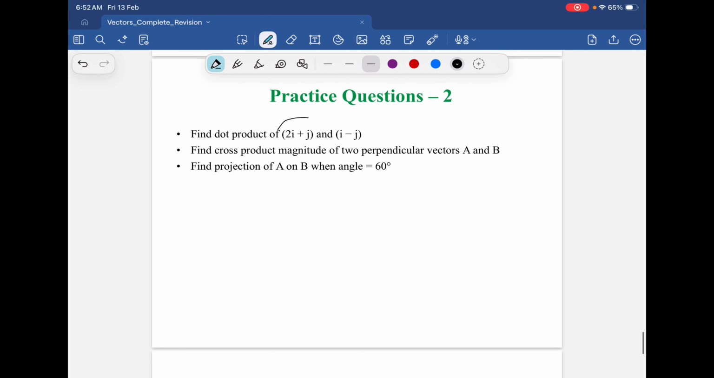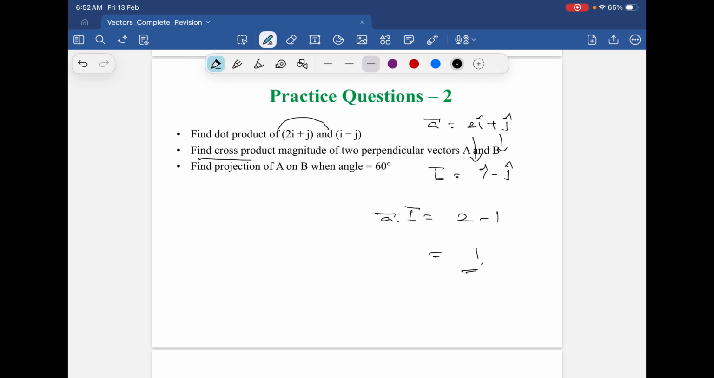See, the dot product, just now I said, so this is a bar, this is b bar. Okay, so a bar is 2i plus j, b bar is i cap minus j cap. The dot product a bar dot b bar, simply multiply components. 2 into 1 is 2, and 1 into minus 1 is minus 1, so the magnitude is 1 unit.